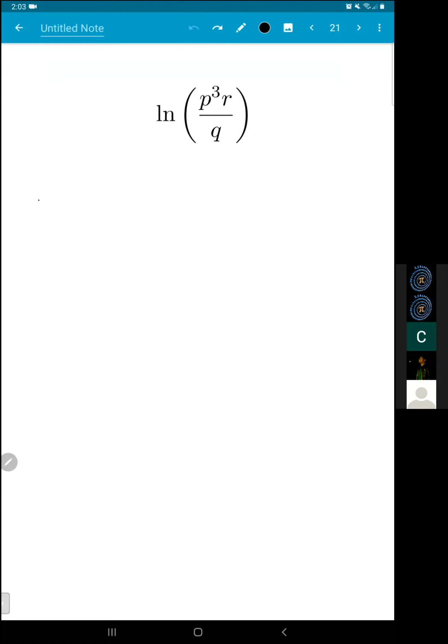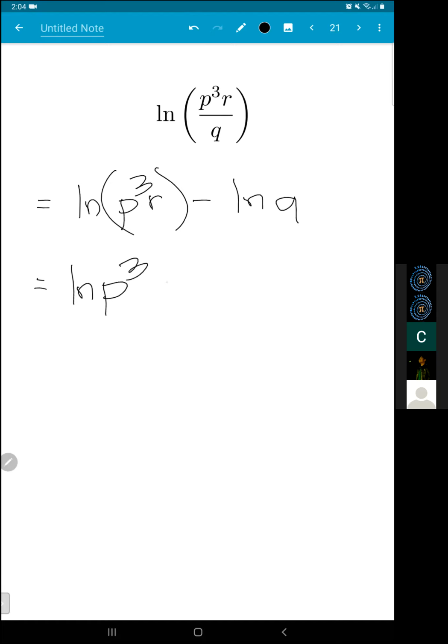Now this one becomes ln p cube r minus ln q, because of division. Again, logarithms convert division to subtraction. Then we can split this one into its individual logarithms by applying the first one. This is a product, p cube times r. We can write it as ln p cube plus ln r.